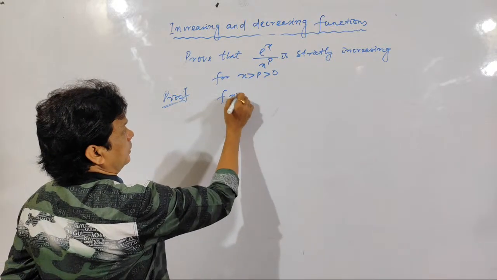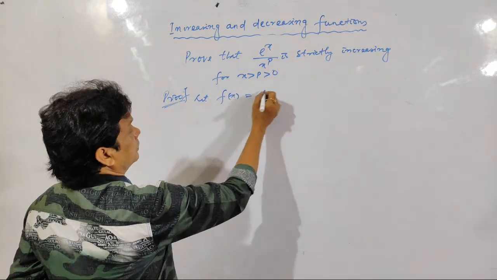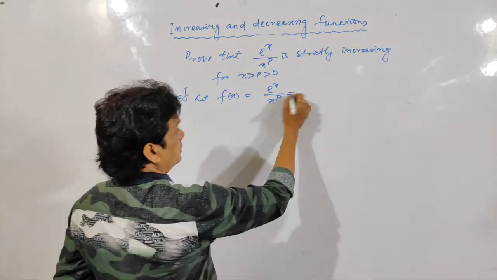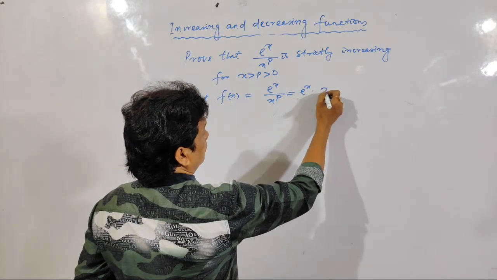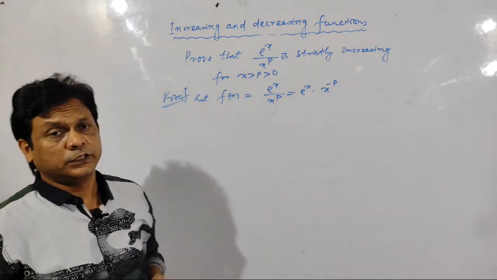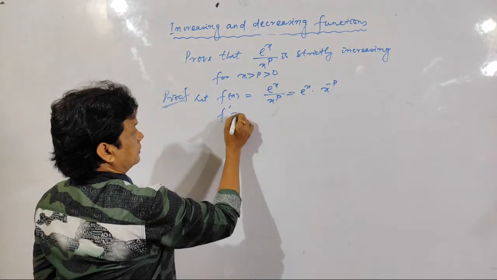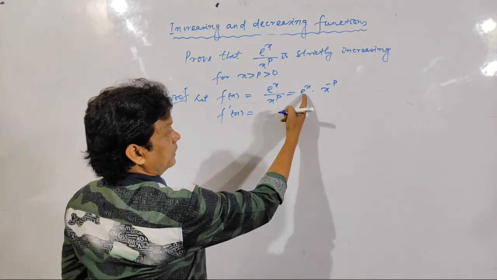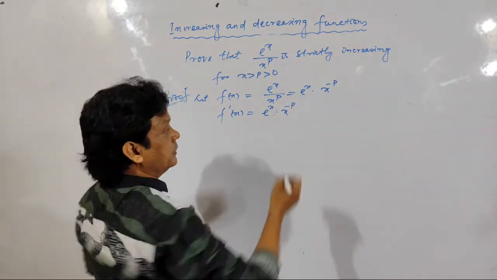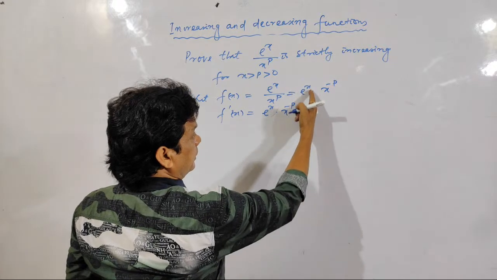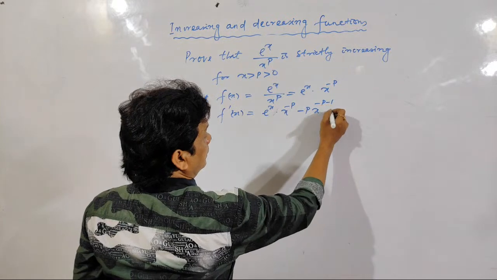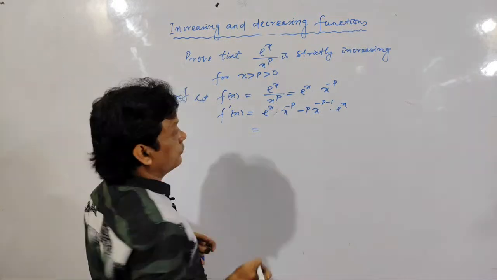Let f of x be equal to e to the power x by x to the power p. I am writing this as e to the power x into x to the power minus p. I am putting u and v. Clear? So what is f dash x? Derivative of e to the power x is e to the power x into x to the power minus p, applying the uv rule. Then you keep this one constant, and the derivative of this one is minus p into x to the power minus p minus 1 into e to the power x. Clear?